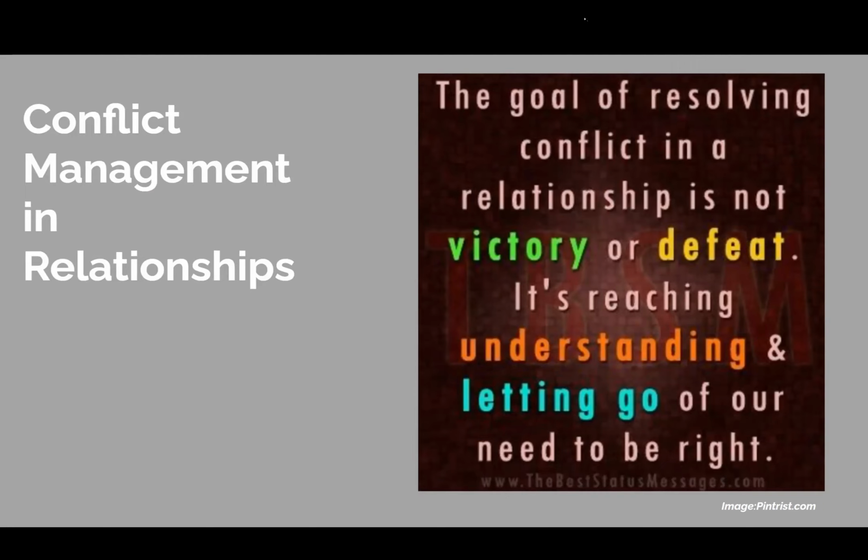But the goal of resolving conflict in a relationship is not victory or defeat. It's reaching understanding and letting go of our need to be right. And it's that last line, right? Letting go of our need to be right. I feel like in our society, many times we are brought up to, or we become this when we get into the working world, it's like, we've got to be right. There's this insatiable need to be right. And yes, but this is the right way, this is the way to do it, right?